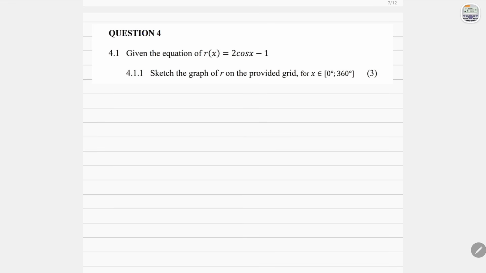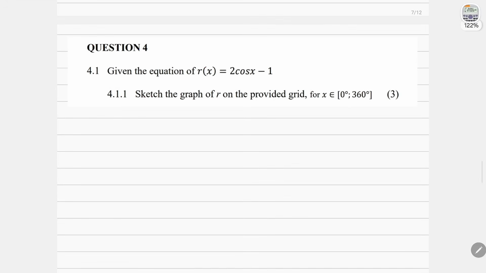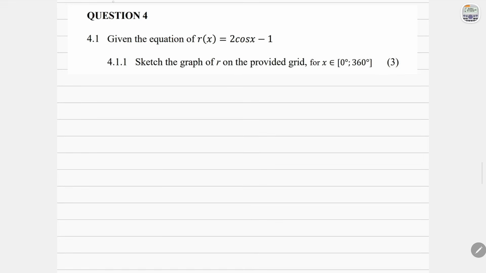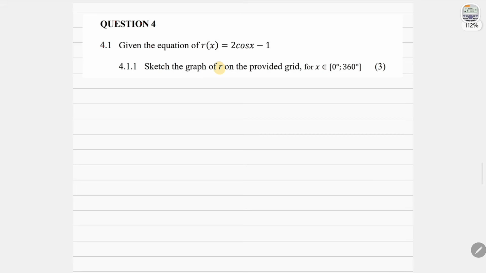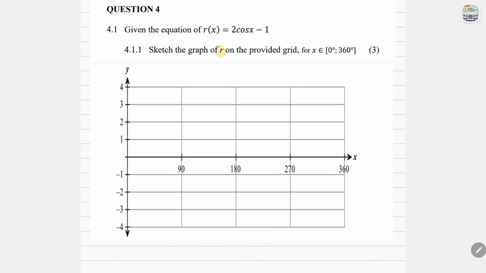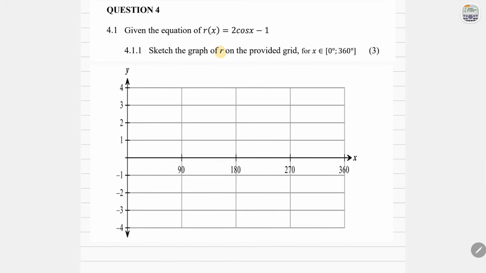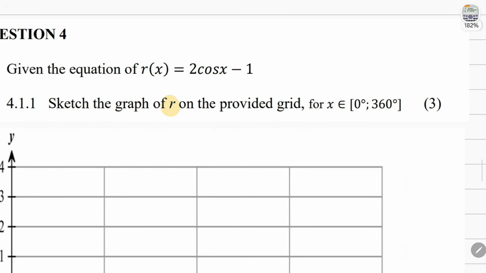Question 4 says 4.1, given the equation of r of x is equal to 2 cos x minus 1, sketch the graph of r on the grid provided for where x is an element of 0 degrees all the way to 360 degrees. Okay, so let me just go ahead and get that grid paper. Okay, so with the cos graph, you just need to remember which angles you should be focused on. So this is the graph 2 cos x minus 1.